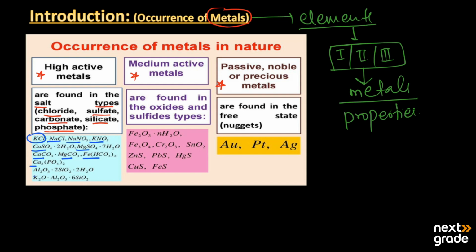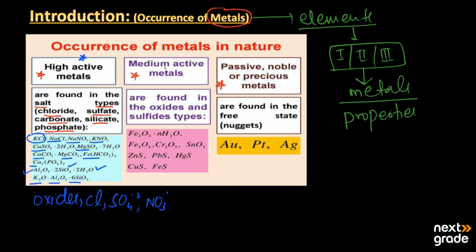Then we have their oxides as well: aluminium oxide, silicon dioxide, potassium oxide. It means all these metals can be present in the form of oxides. They can be in the form of their chlorides. They can be in their sulfates, and they may be present in the form of their nitrates as well. So this is the occurrence of the highly active metals.